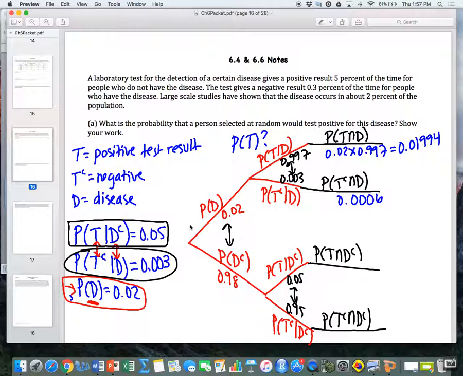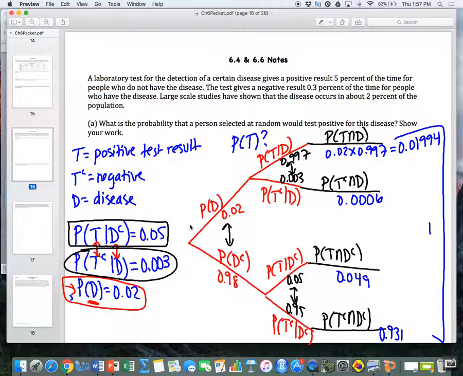Okay, 0.98 times 0.05. 0.049. And then lastly, 0.98 times 0.95. 0.931. Okay. Now these four probabilities should all sum to 1.